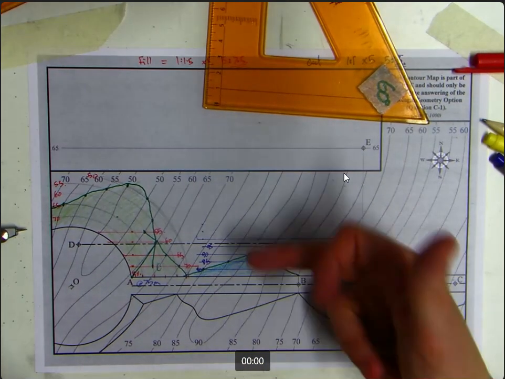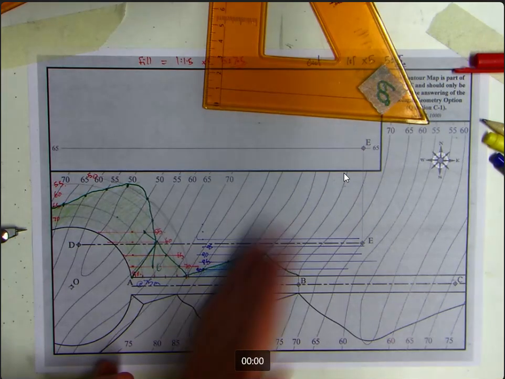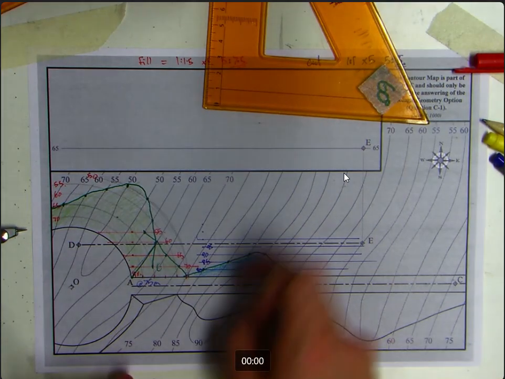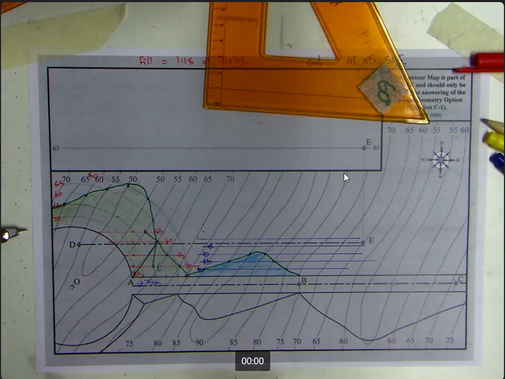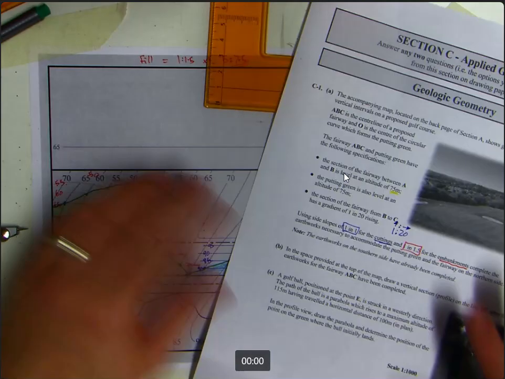We're almost symmetrical as well. Okay, the land is going that way, so you're obviously going to have the higher section in line with that. So that's looking pretty good. Now, this section here from B to C is where we have the fall.